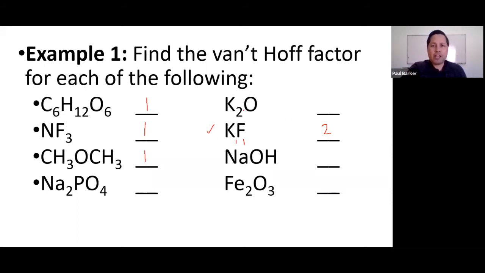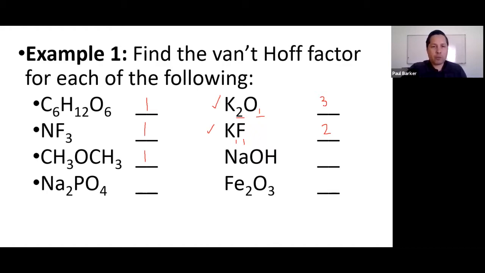Right above it is K2O, so that will be potassium oxide. And again, we have a metal with a nonmetal. They will separate, because that's an ionic bond, metal, nonmetal, into how many pieces? Well, we're going to go ahead and count the subscripts again. 2 Ks, 1 O, so the answer will be 3. The Van Hoff factor for potassium oxide will be 3.